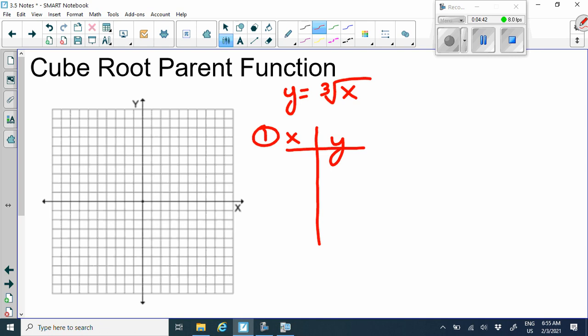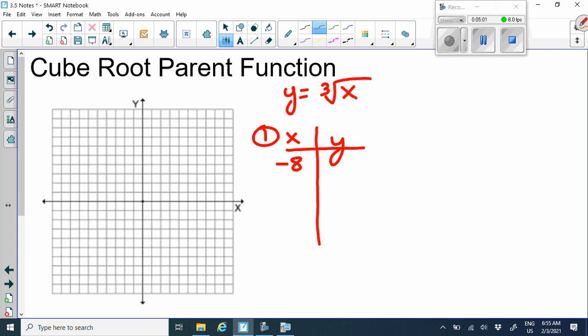But now let's think about what numbers we want to plug in so we get integers back out instead of having decimals and fractions? Well, we want perfect cubes, right? So let's go to the negative. What would be our first negative perfect cube? Well, that's going to be -8.